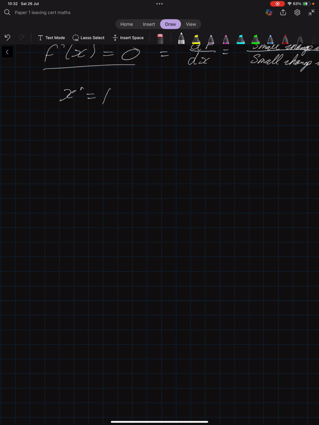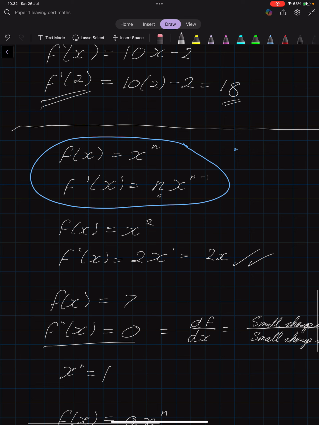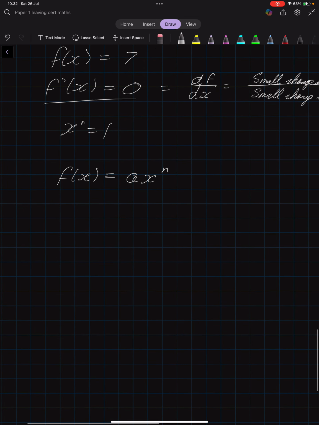That's another one. And then the very last one is f of x is equal to a x to the n. So let's say you multiply this thing by a. What happens? You can basically just ignore the a and just differentiate x to the n like normal.